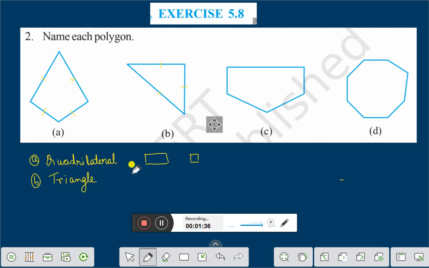It is a triangle. We can make other triangles also like this, or maybe a right triangle, right?